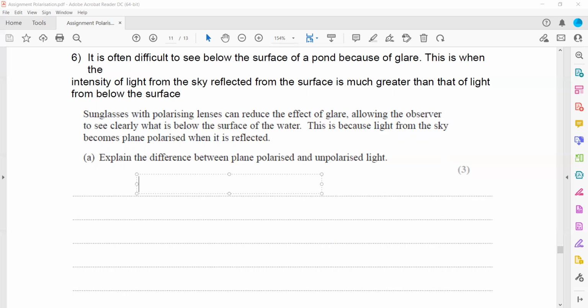What is the definition of unpolarized light? Unpolarized means light which is having many oscillations or vibrations in many directions.